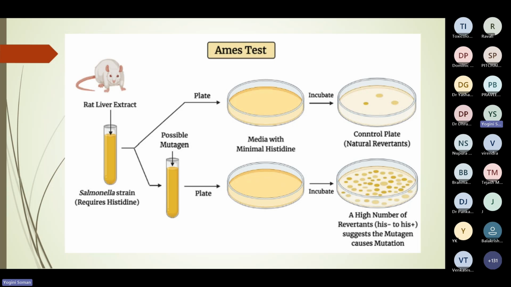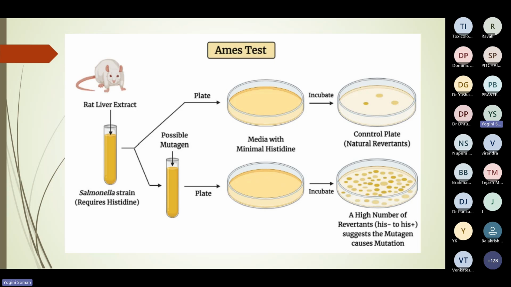Rat liver S9 is needed. So why rat liver S9? Rat liver S9 mimics the mammalian metabolism. The S9 fraction contains the cytochrome P450 enzymes, which simulate the phase 1 metabolism, that is oxidation, reduction or hydrolysis. Some compounds require enzymatic activation to form DNA reactive metabolites. So we have to include with metabolic activation as well as without metabolic activation, to mimic the in vivo conditions.